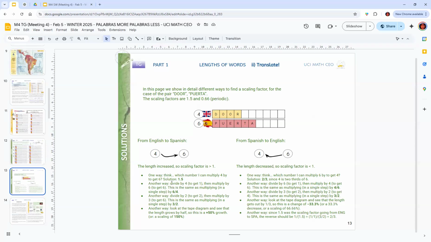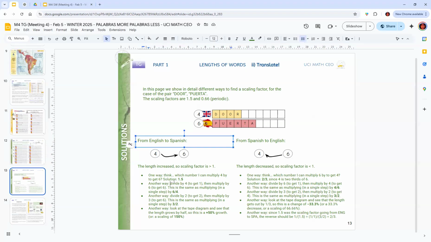Another way that you could teach your students, and this is always going to work, is divide by 4 to get to 1. And 1 is very nice because once you're at 1, you just have to multiply by your goal, which is 6. So if you do it as a 1 step, it's 6/4. So that's the scaling or the multiplier. Namely, if you do 4 times 6/4, it's just by design going to be 6. Another way is similar, but dividing by 2 and multiplying by 3. You get an equivalent fraction, it's the same.